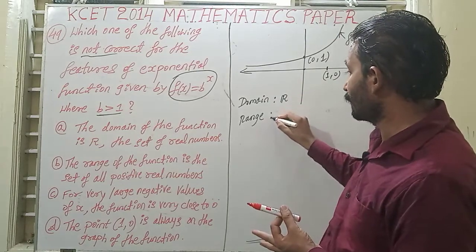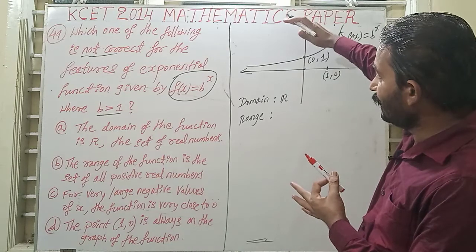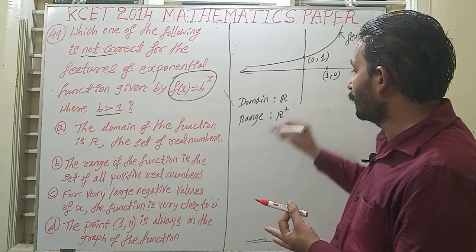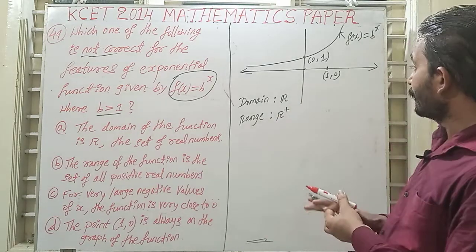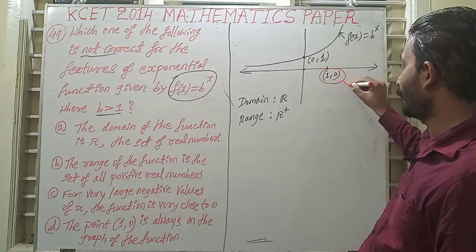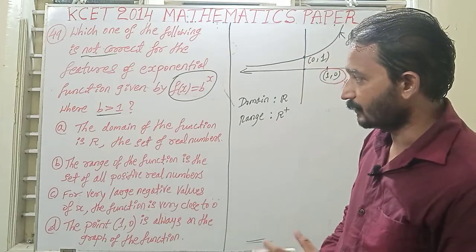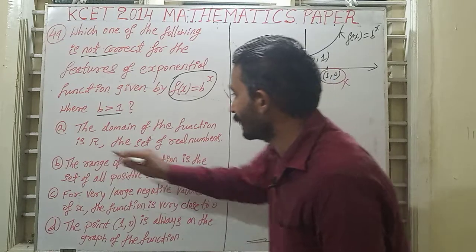So what is the range? Carefully observe the graph. The graph is above the x-axis, hence positive real numbers, R plus. So domain is R, range is R plus, and this graph does not pass through the point 1 comma 0. Okay, so now let us see the options one by one. The domain of the function is R, correct, this option is correct.